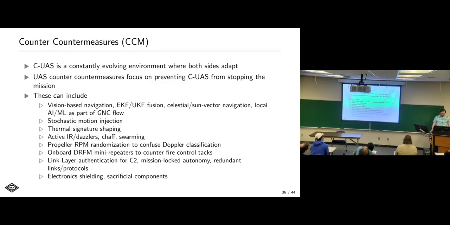Stuff like mini repeaters to counter fire control tracks. They're basically kind of spoofing and jamming of its own. You can do link layer authentication for C2, where it actually tries to do proper handshaking, proper security, proper hashing. Mission locked autonomy, which is basically when that mission begins, nothing takes it out of it.